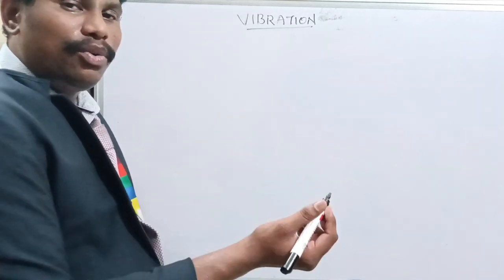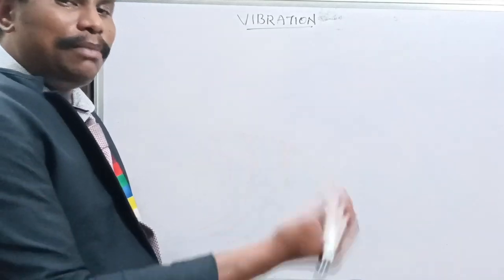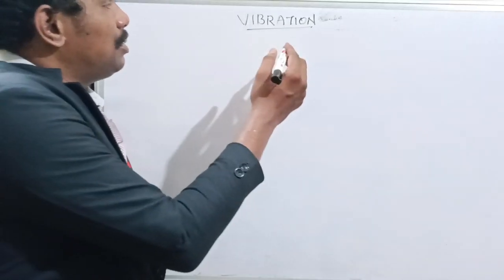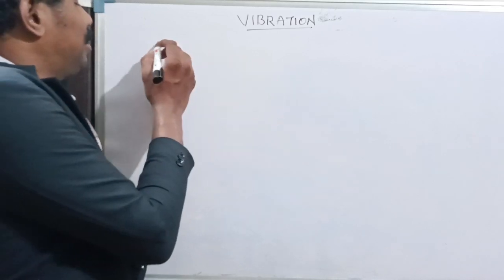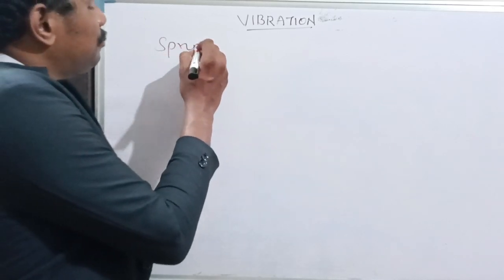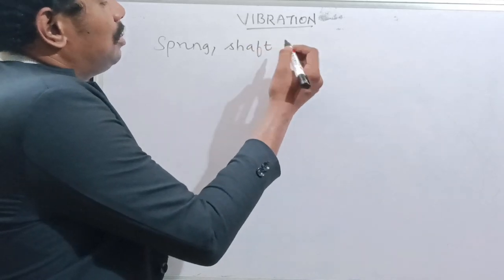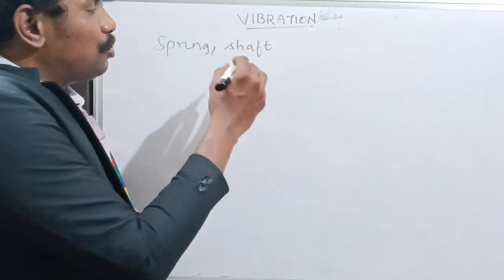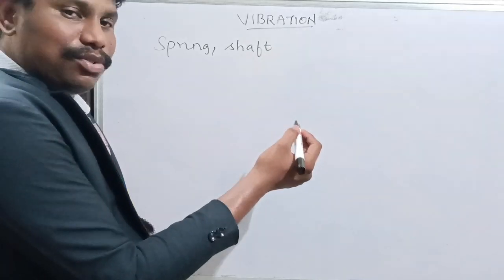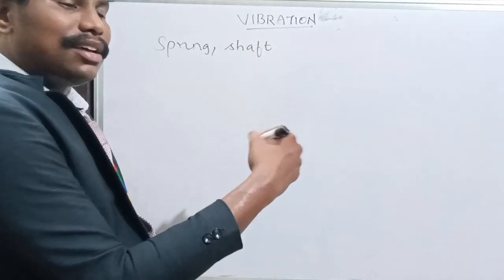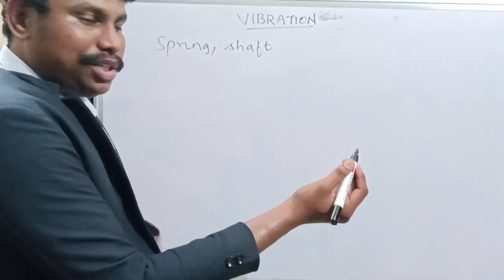So before knowing about the different types and causes, first we are going to know deeply about vibration. Let's consider an elastic object like a spring, shaft. So these are elastic objects. When you give an external disturbance, because of the application of an external force, and then it is released, it oscillates about an equilibrium position. That is called vibratory motion.